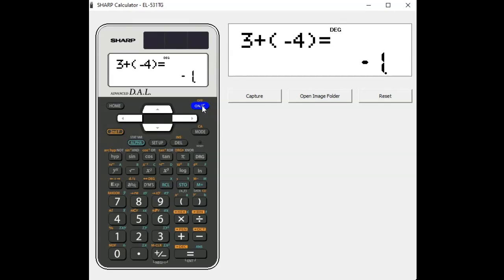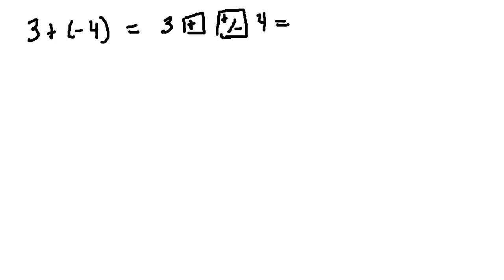So let's say I wanted to use the brackets. I would go 3 plus bracket negative 4, oops, right bracket. So see, it will double bracket it, but that's not a bad thing. That's not going to change our answer. It's still going to spit out a negative 1. So let's go back to the whiteboard here.